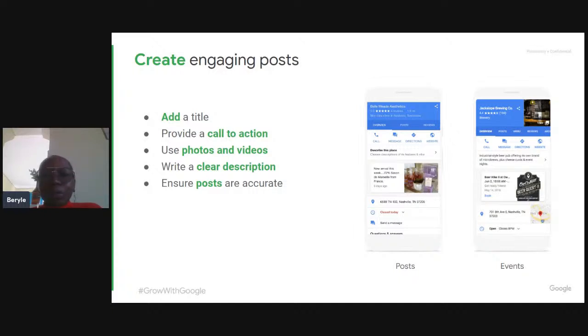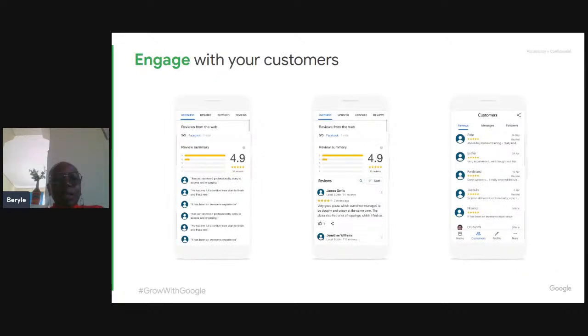Then clear descriptions of the product or service, all right? And ensure your posts are accurate, straight to the point, all right? Engaging with your customers. So you need to ensure that you give the opportunity for your audience to leave reviews.